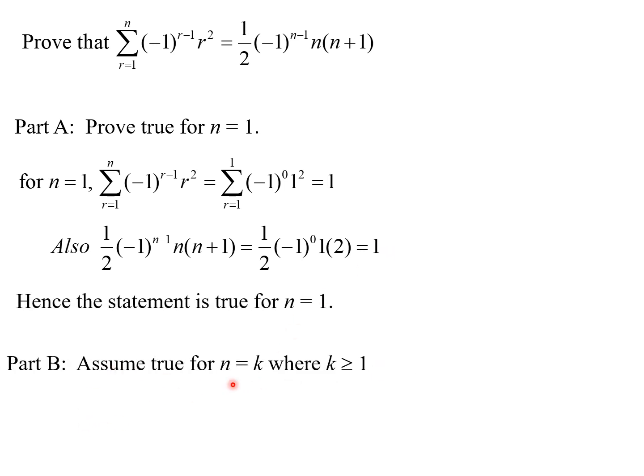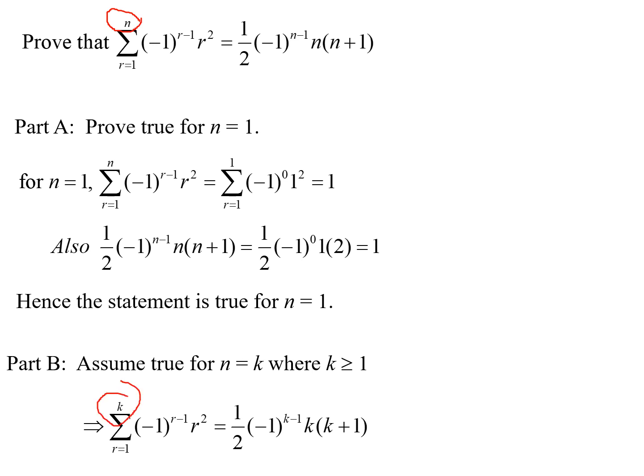Alright, so when n is k, you assume it's true for n being k, so you substitute your n with k. Okay, so in this case, your n here becomes k. Your notation has to be written accurately. Okay, and then you substitute your k into the right hand side, it becomes k plus 1 over here, as you can see, right?